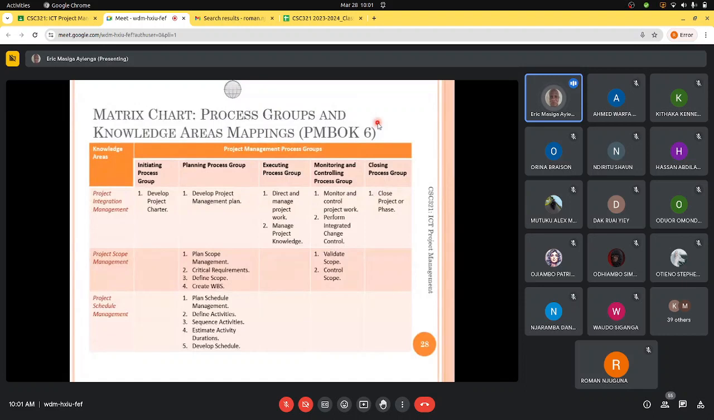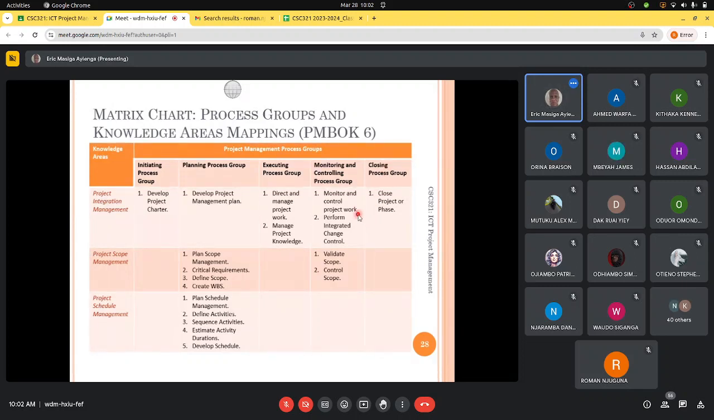Now, what they said is that we have knowledge areas. These are the things, theoretically, which should be done in a project. And then they suggested that you come up with a project team, and within that project team, you create groups. So we have the initiating process group, the planning process group, the executing process group, the monitoring and controlling process group, and the closing process group.